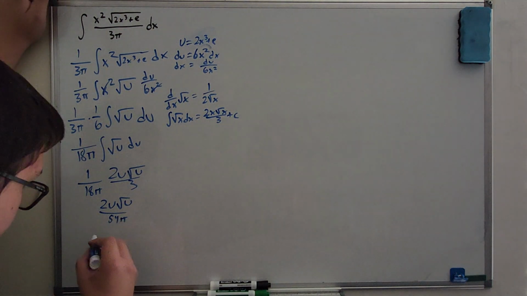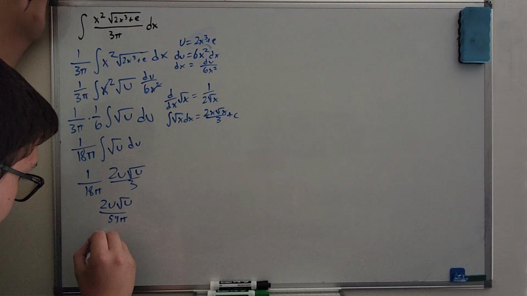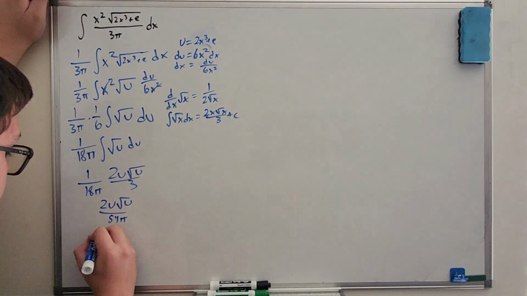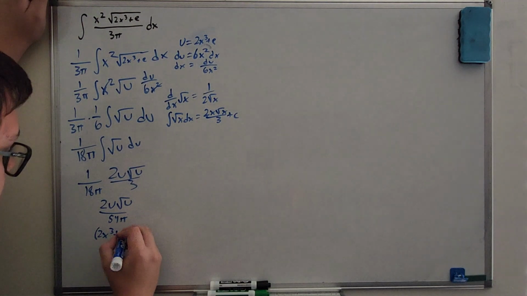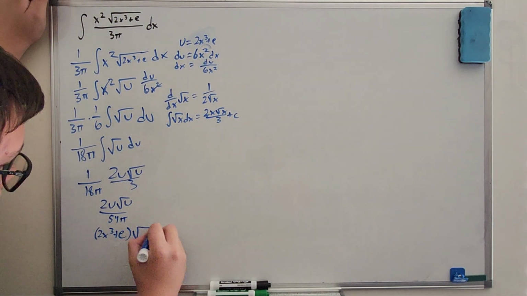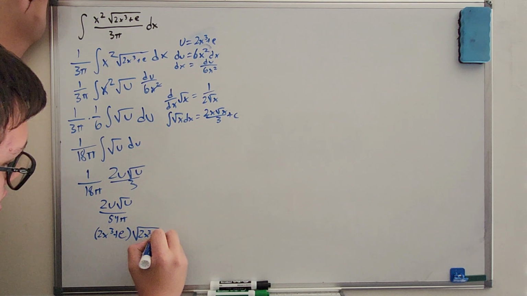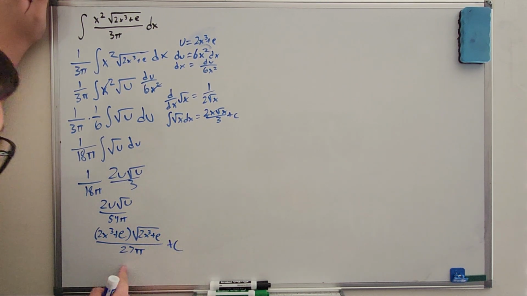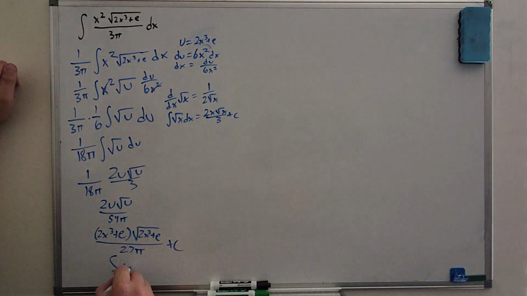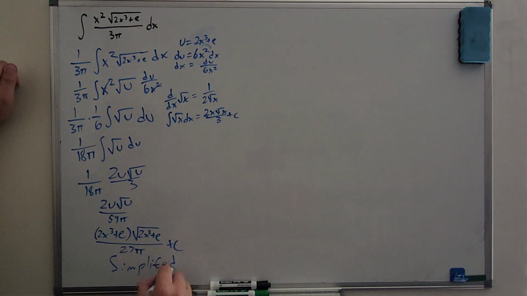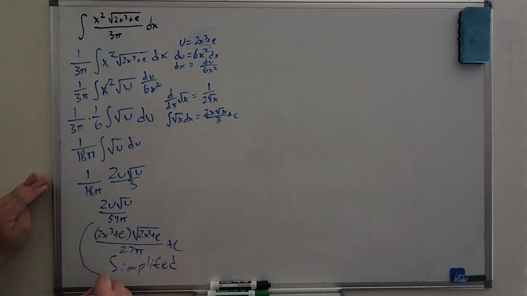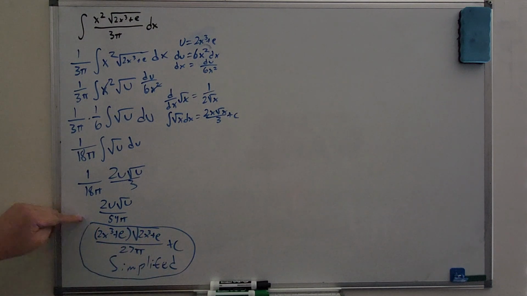So our final answer will be, plugging in u, 2x cubed plus e... and then obviously our square root, and then 27 pi. So that's our answer right there. This is the simplified version of our answer, which is this one right here. So that's the antiderivative of this.